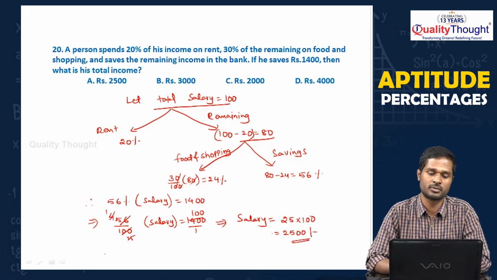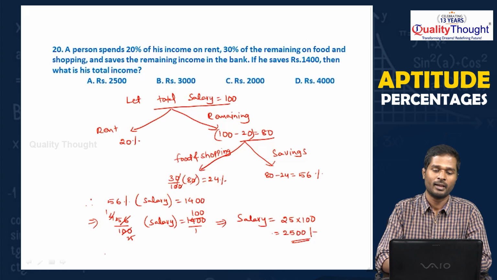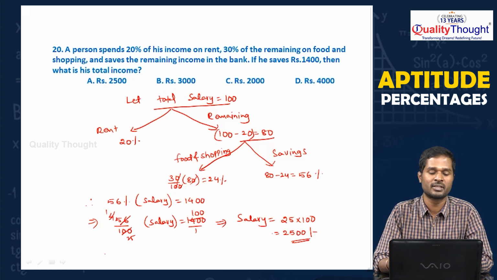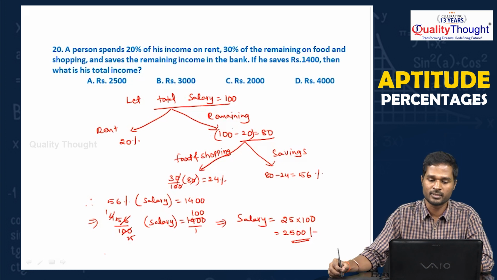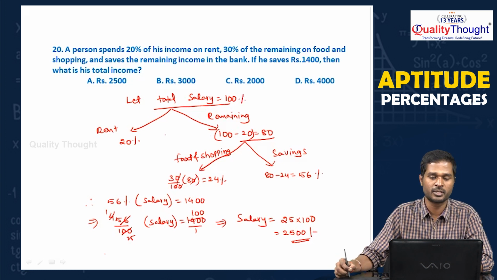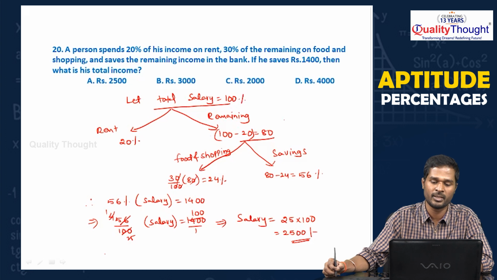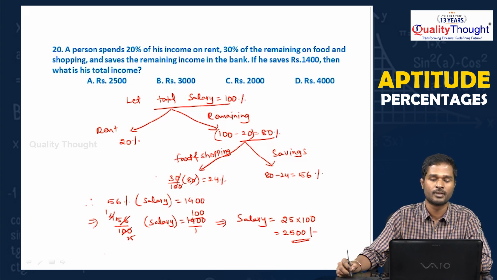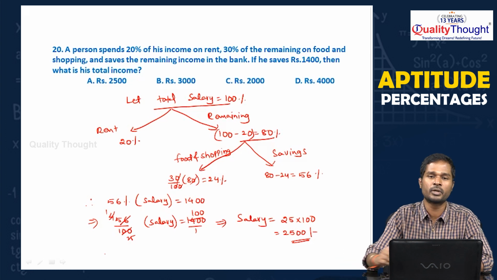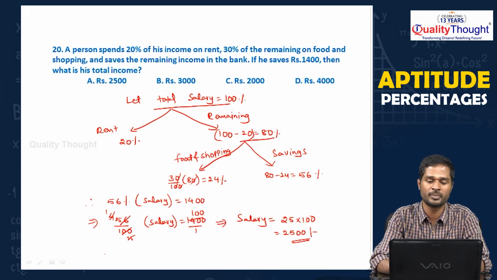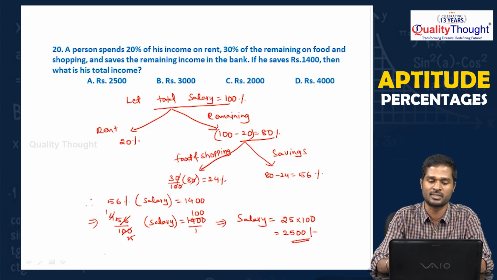So this is what the question says. The question is clearly saying a person spends 20% of his salary on rent. So consider his salary is 100%. In this, he spends 20% on rent. So the remaining salary will be 80%. So from this 80%, he spent 30% on food and shopping. So from 80, 30% is 24 he spent for food and shopping. And the remaining, 80 minus 24, that is 56%, he saved.